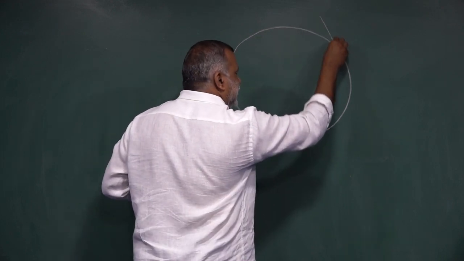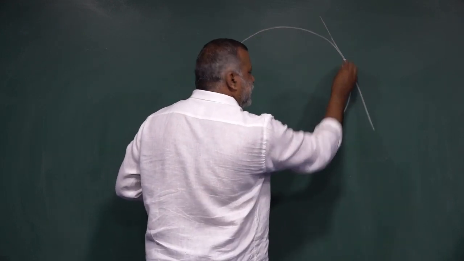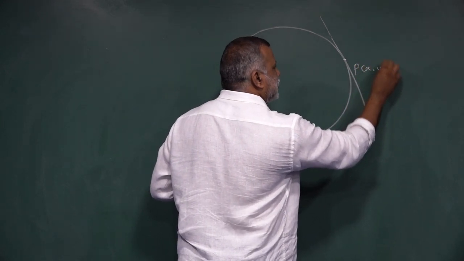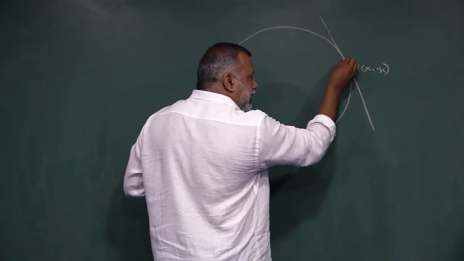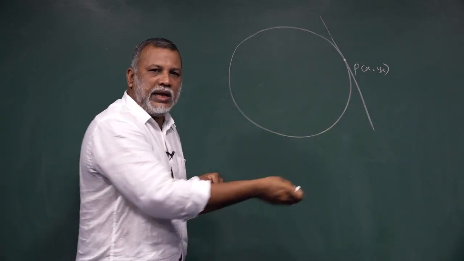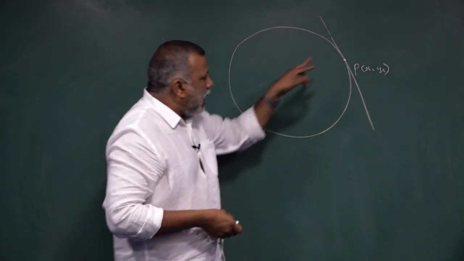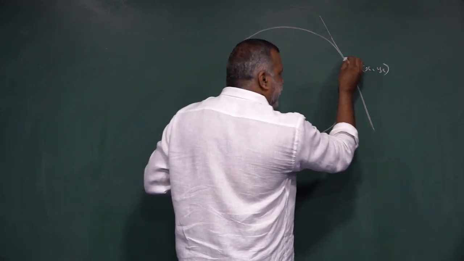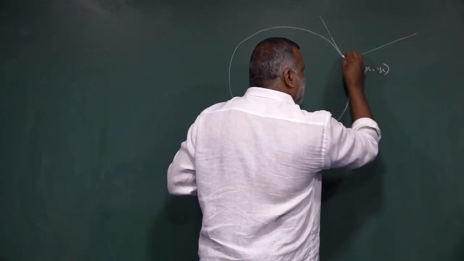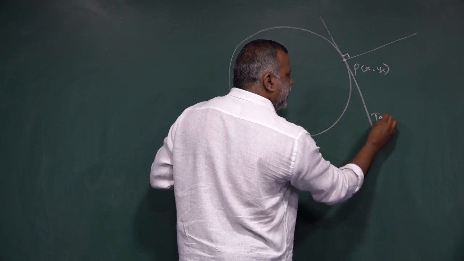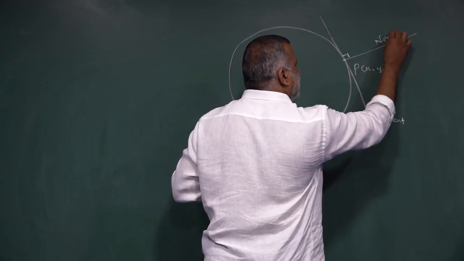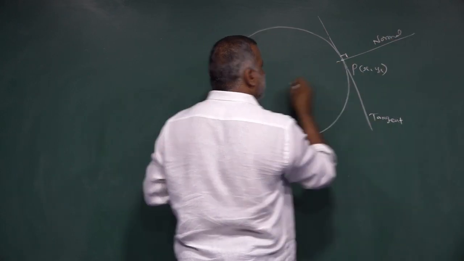See here, it is a tangent. We already discussed this. This is the point of contact x1, y1. Normal is a perpendicular line to the tangent at the point of contact. That is the important one, at the point of contact. Now listen, this is the tangent. This is the normal.